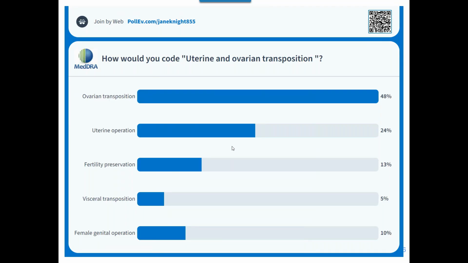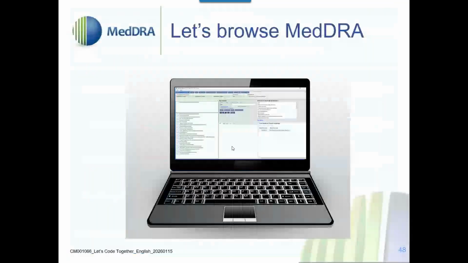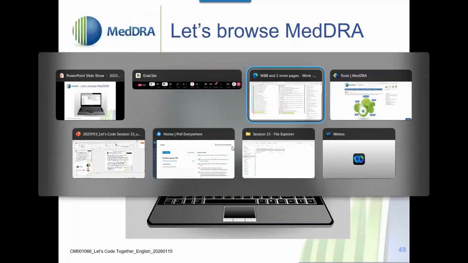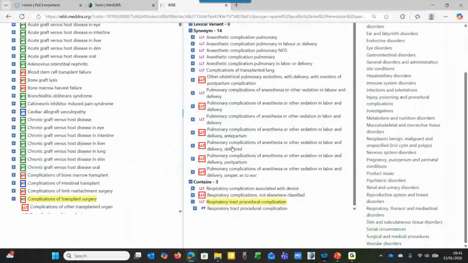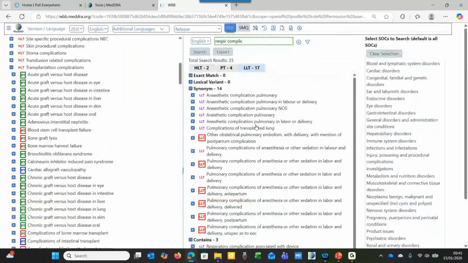Visceral transposition, hold that thought. Those of you who chose that one, I'll show you in the browser. Or female genital operation, I think is a bit too general for my liking on that one. But let's have a look in the browser. Thank you for your votes. I'm going to try and slow down a little bit because I think I've probably gone a bit too fast. So let's browse for transposition.